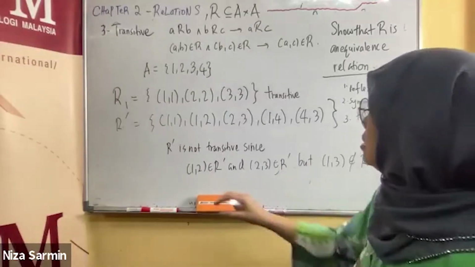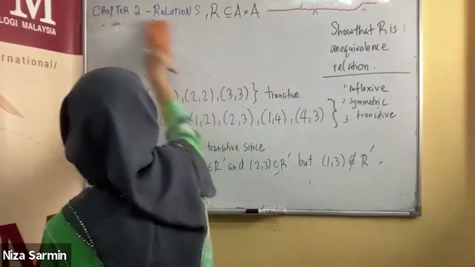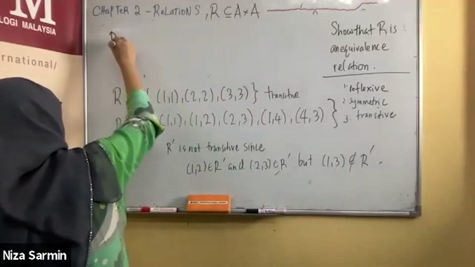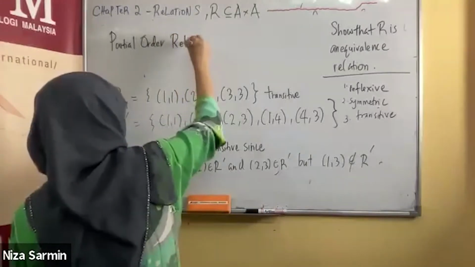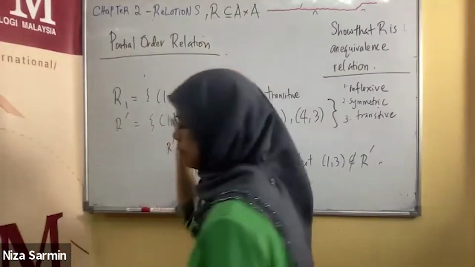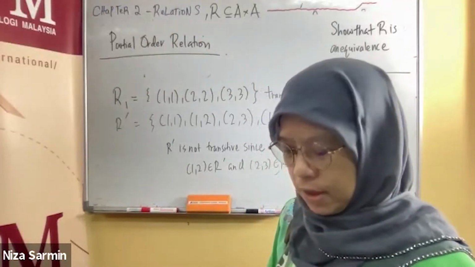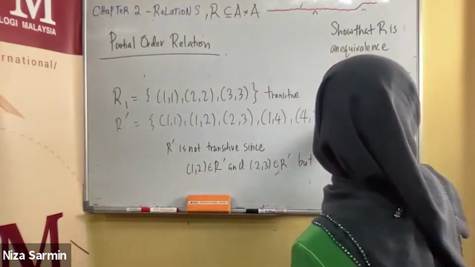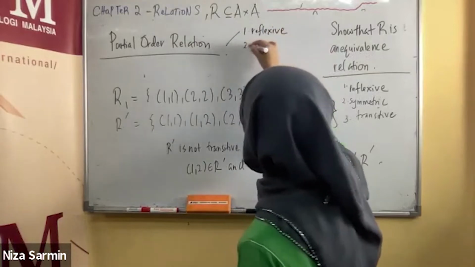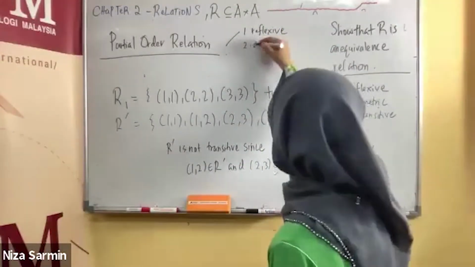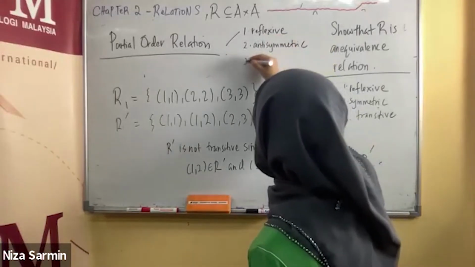That is another term that we call partial order relation. Partial order relation. The difference is the second one. This is reflexive, antisymmetric, and then transitive.